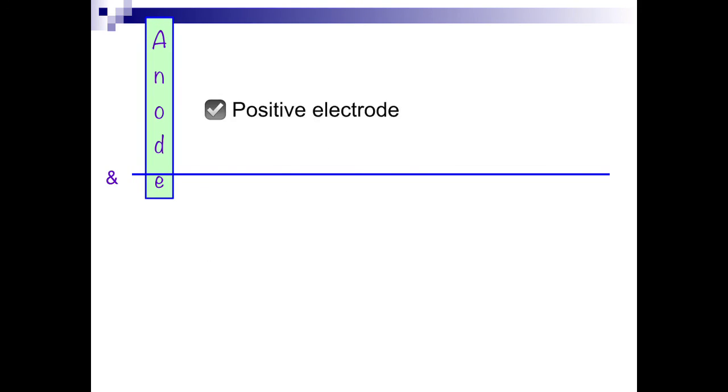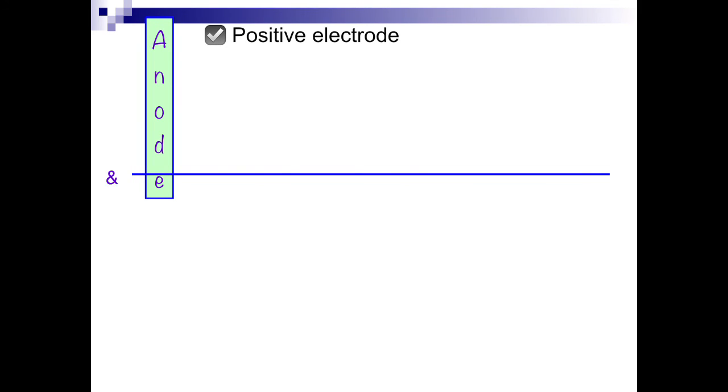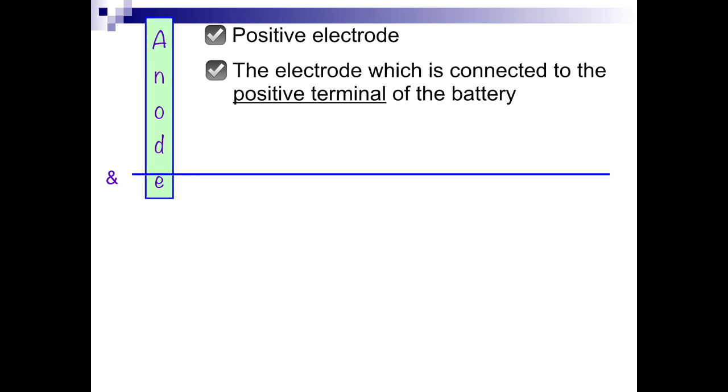So, what happens in an electrolytic cell? First of all, we look at the anode. Anode will act as a positive electrode. It is the electrode which is connected to the positive terminal of the battery. At anode, oxidation takes place.